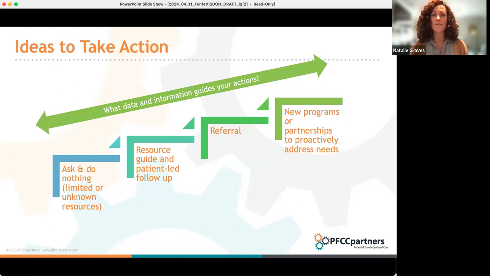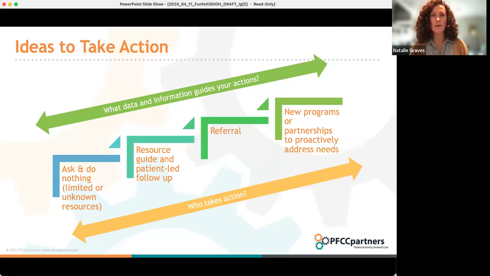The first is, what information and data is actually guiding your action? Maybe it's the screening data. Maybe it's your understanding of what exists in your community. Maybe you're going on Google or on Find Help or some of these compilations of resources, and that's what you're pulling in. So you might have a lot of data, but also think about what you do not have. What exists out there that you're not yet aware of, and how can you gain access to that information? And the second piece is, who takes action?